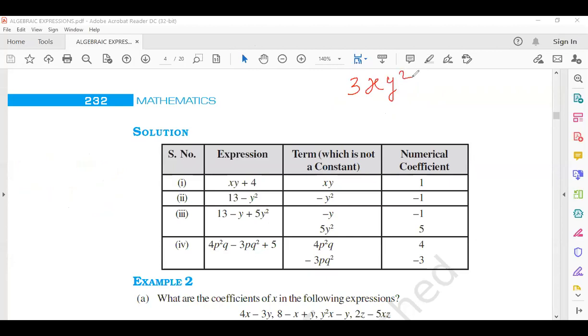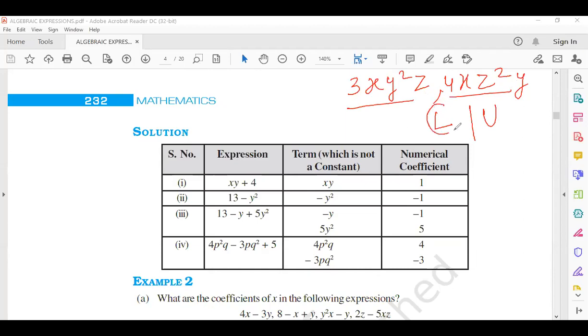3xy square and 4xz square, yz. Parth Yadav, these are like terms? Like or unlike? L or U? L.